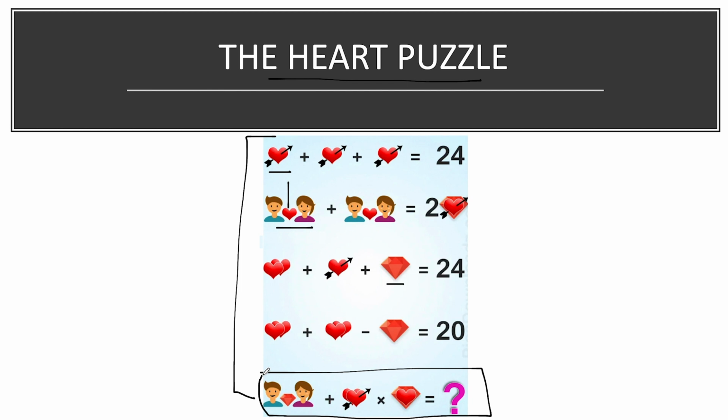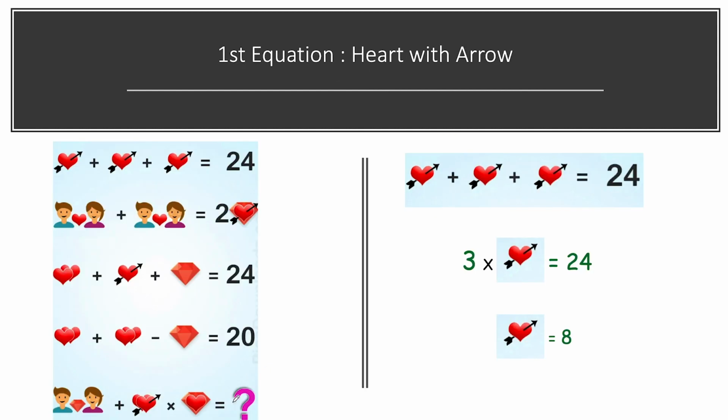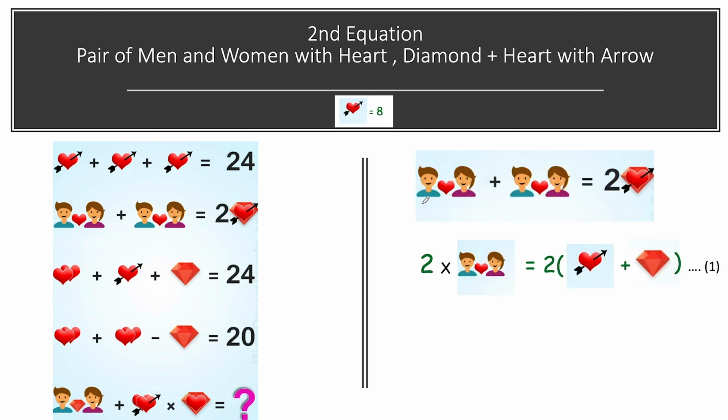Let's jump to the solution and solve the first equation. In the first equation, you can see there are three hearts with arrows and their total value is equal to 24. When you solve this first equation, you'll get heart with an arrow is equal to 8. Now jump to the second equation. In the second equation, you can see there are two men with women and a heart in between. Their total value is equal to 2 into heart with arrow plus diamond.